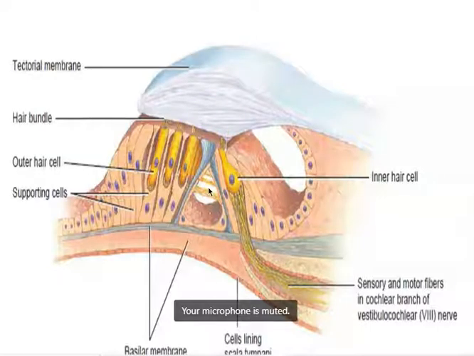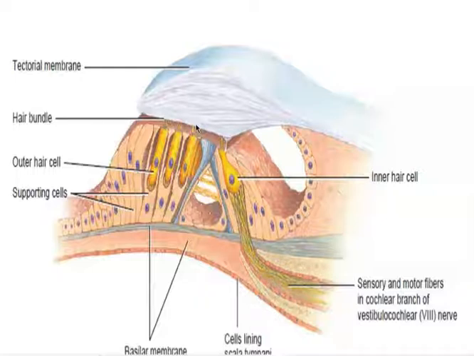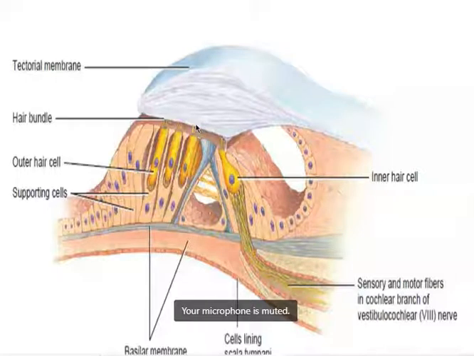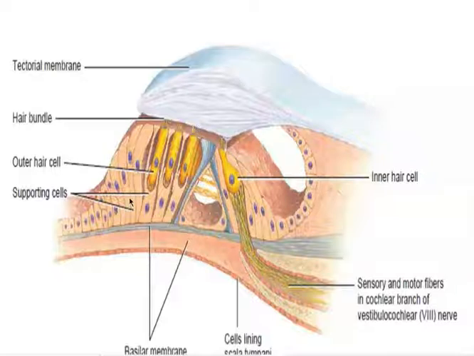So membrana tectoria, or the tectorial membrane, is this, and hair cells. These are the outer hair cells, these are the inner hair cells, these are the supporting cells, Deiters cells and Hensen cells. And the spiral organ of Corti is resting upon the basilar membrane.